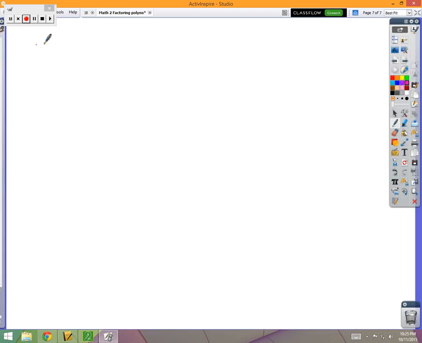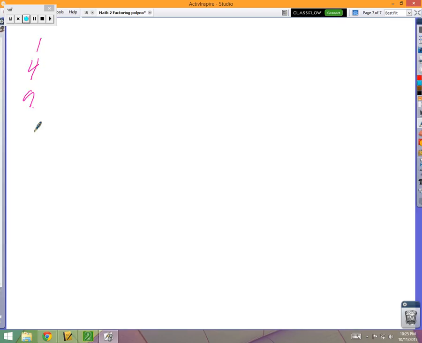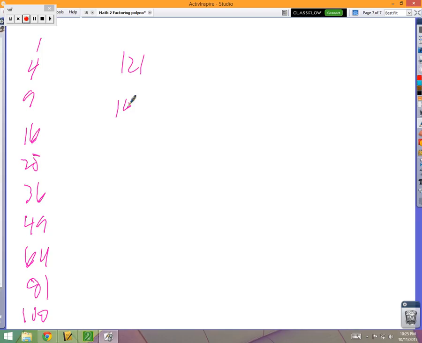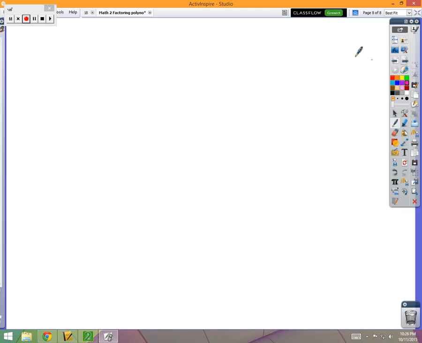So your perfect squares, here's what you're looking for: 1, 4, 9, 16, 25, 36, 49, 64, 81, 100, 121. 11 times 11 is 121, 12 times 12 is 144, 13 times 13 is 169, and if you know the first 13, you're good. So these are the perfect squares you're going to be hunting. So let me give you 3 problems.